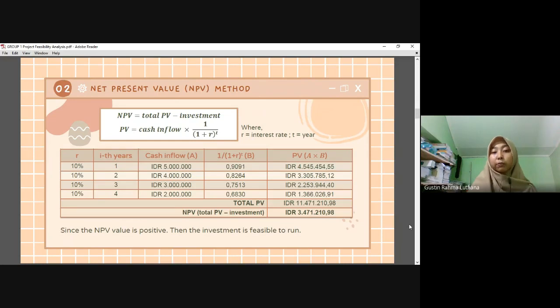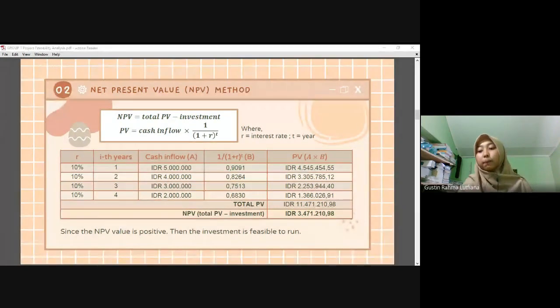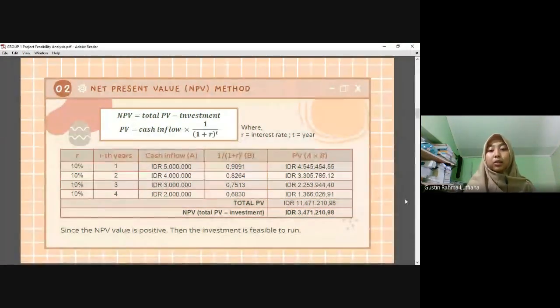So PV is A times B. So PV is 5 million times 0.9091 and it is equal to 4,545,454.55. And for the NPV, we have total PV minus investment and we get the NPV is 3,471,210.98. And since the NPV value is positive, the investment is feasible to run.